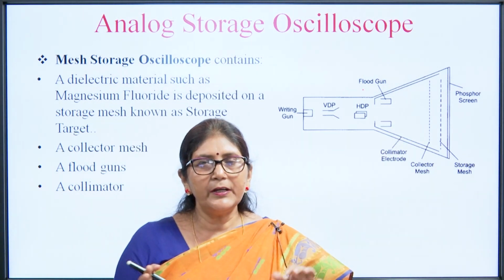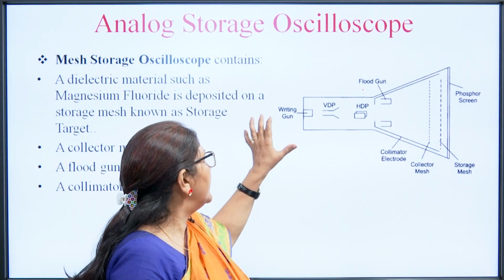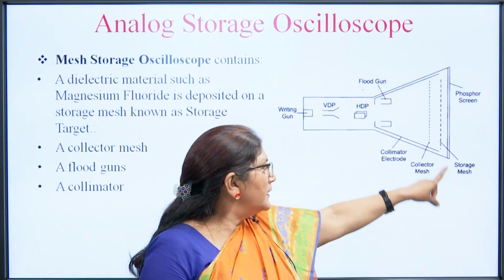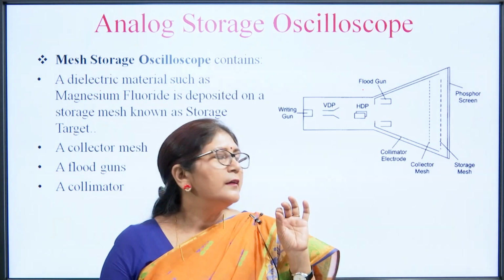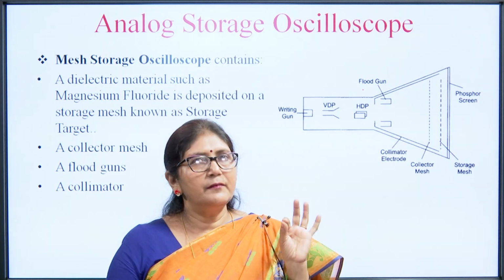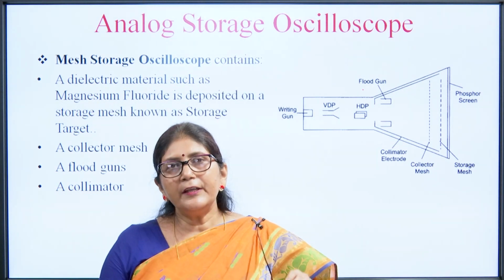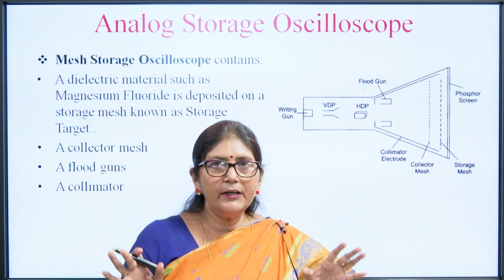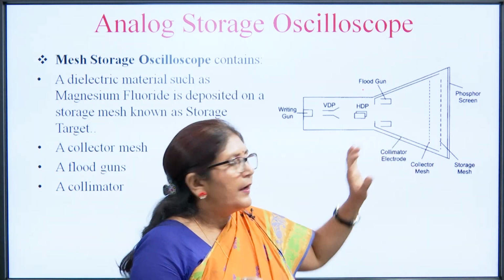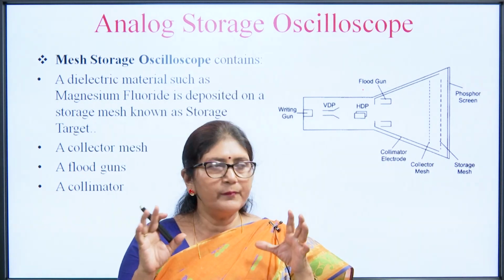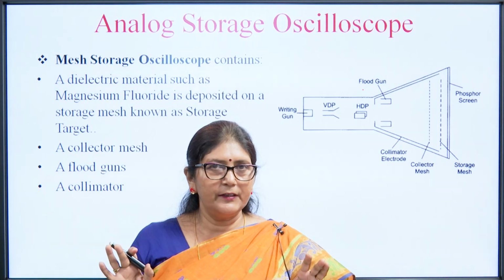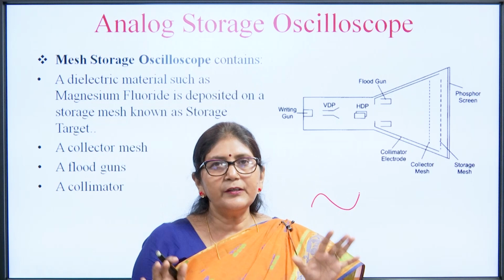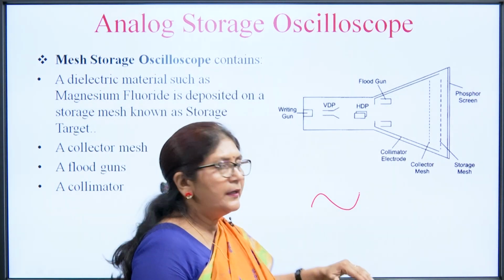The storage mesh is made up of dielectric material. When the input signal is applied and the writing gun is on, the writing gun will produce electrons, and since the storage mesh is made up of dielectric material, when the electrons strike the storage mesh, it produces very high secondary electrons. The secondary electrons are collected by the collector mesh. And when the secondary electrons are emitted from this dielectric material, a positive charge is left there. So, suppose we have a sinusoidal waveform stored on the storage mesh. Then this type of sinusoidal pattern of positive charges is there, and apart from this there are only negative charges.